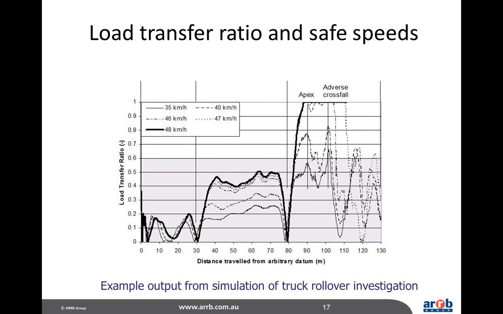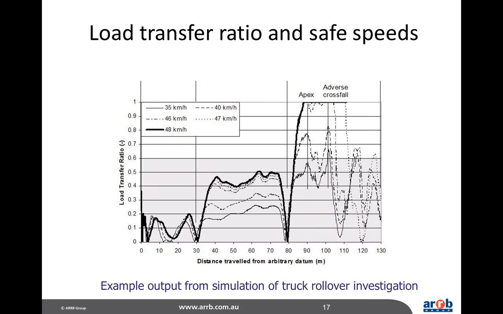If half of the load from one side of the vehicle is transferred to the other side, the LTR is 0.5. And on this chart here, you can see this bold black line reaches 0.5 for some of the travel around a roundabout, which is what this illustrates. If all of the load from one side is transferred to the other side of the truck, so one set of wheels has no weight on it and the other set has all the weight, then you're up here with an LTR of 1. And when you get an LTR of 1, it means you've got no load on one side of the truck and it's about to fall over.